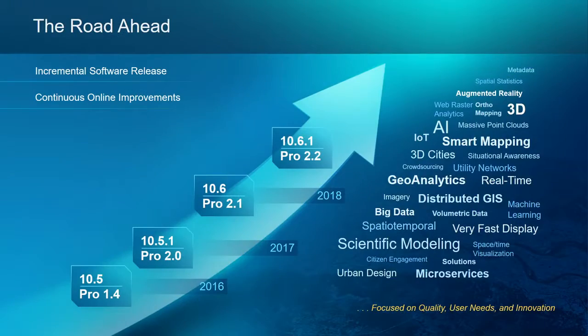The road ahead for ArcGIS is rich. We're going to continue implementing about every 6 months an incremental software release. Last year, 10.5 and Pro 1.4. Last week, 10.5.1 and Pro 2, and you see the pattern. This is a list of the R&D, or really it's mostly D projects that we're focused on, and a variety of subjects.